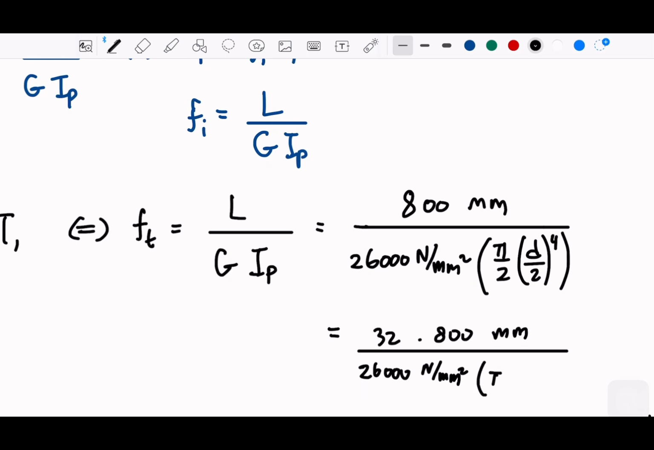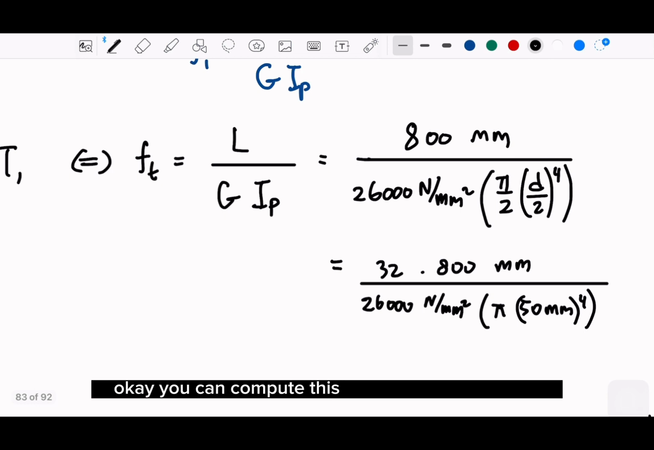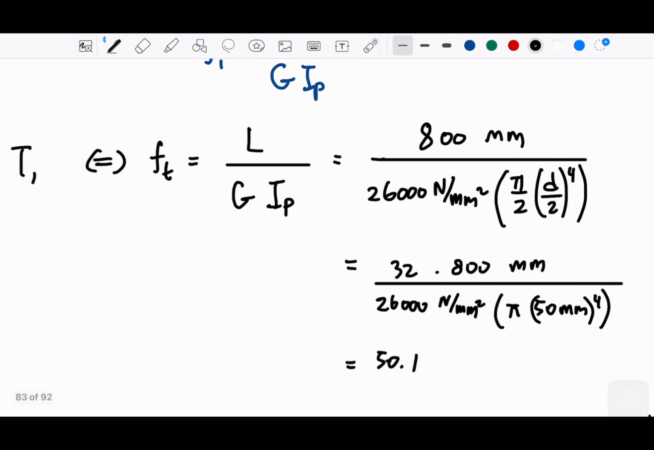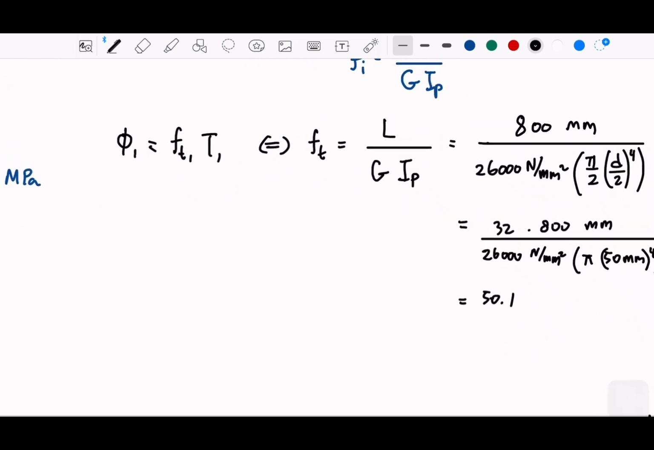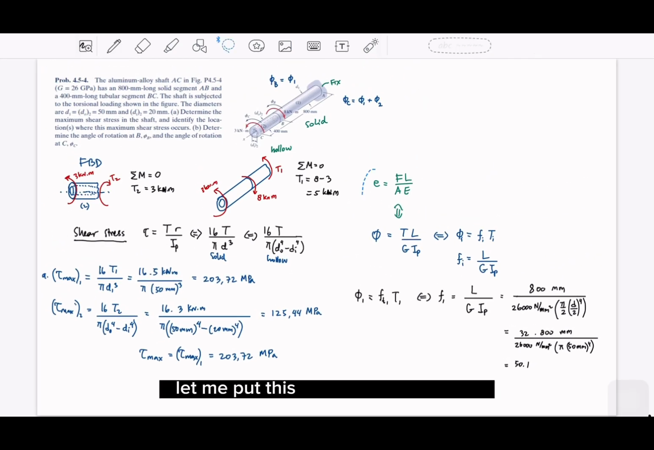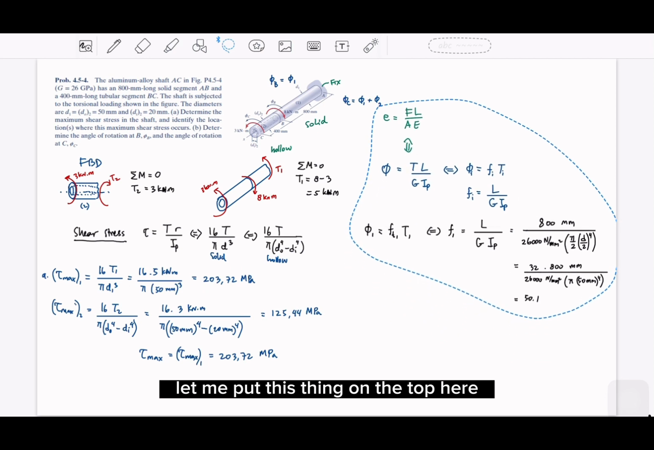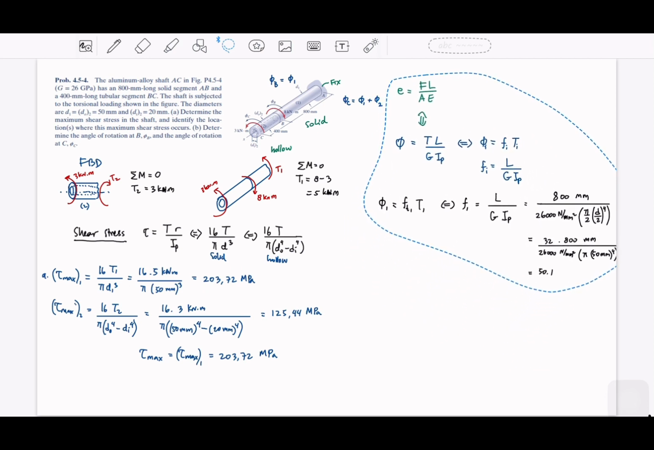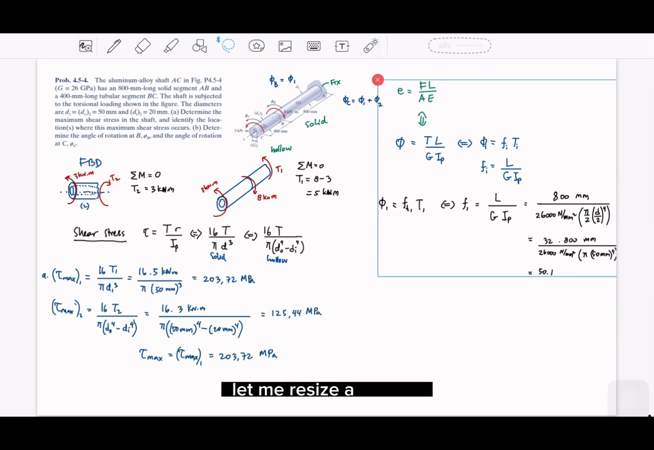So this is pi and 50 millimeter power of 4. You can compute this and we get that this is 50.1. This is for F1, sorry. Then we'll put this thing on the top here. Let me resize a little bit.